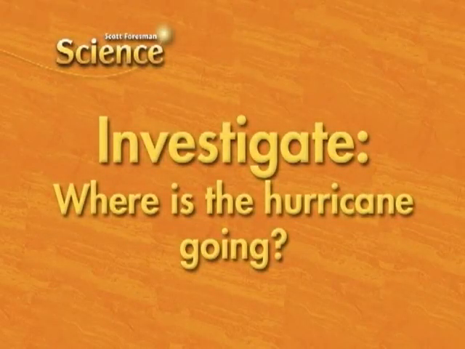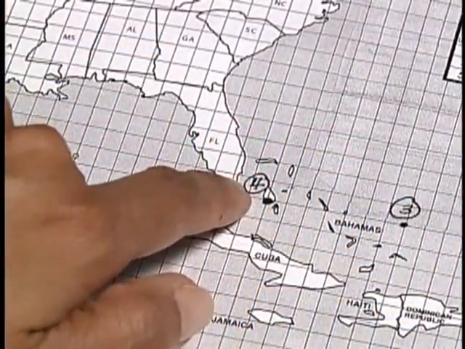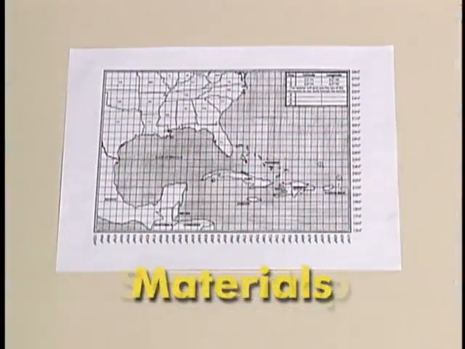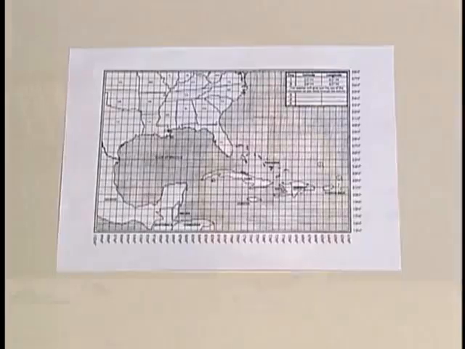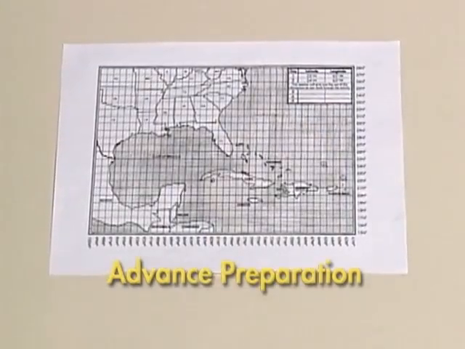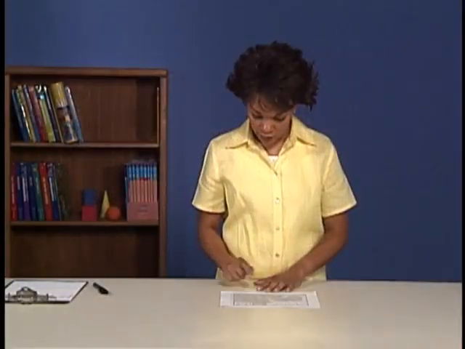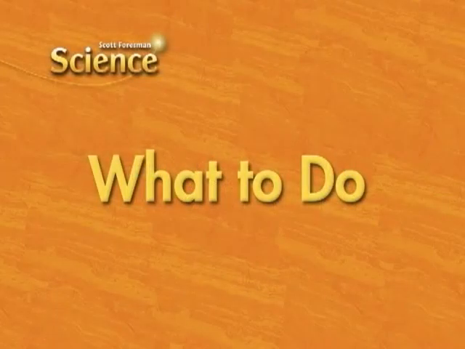In this guided inquiry, we'll investigate how to predict the path of a hurricane. Each group of students will need a storm map. You'll want to prepare in advance by making a copy of the storm map from the activity master provided in your activity book teacher's guide. Now you're ready to explain what to do.